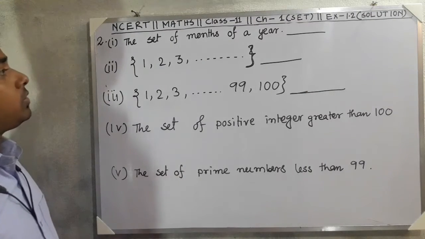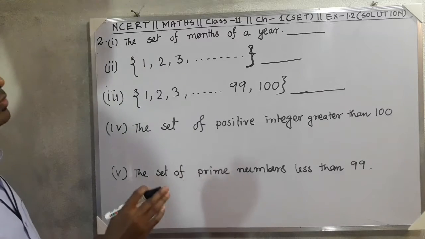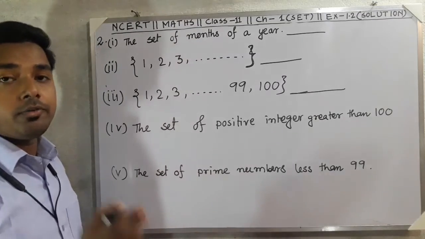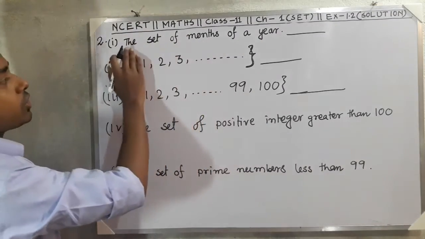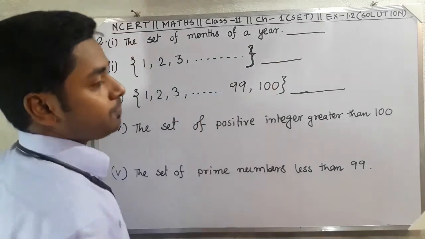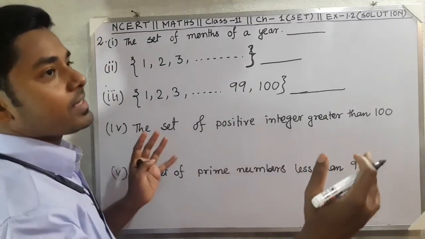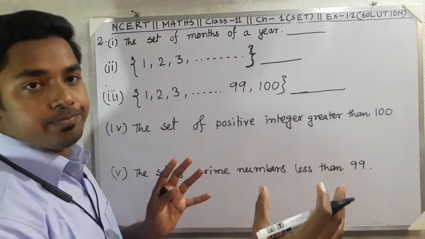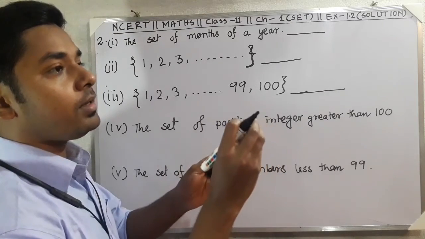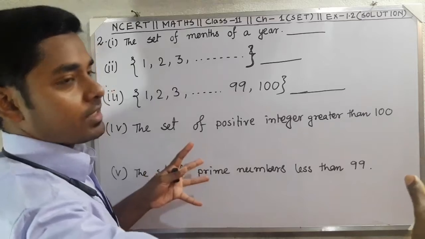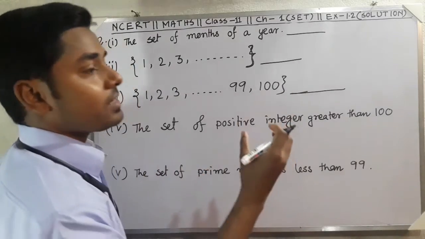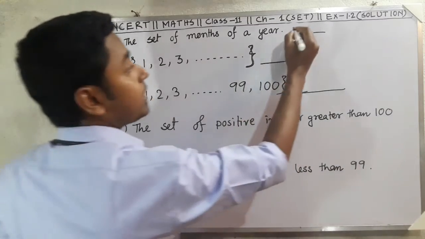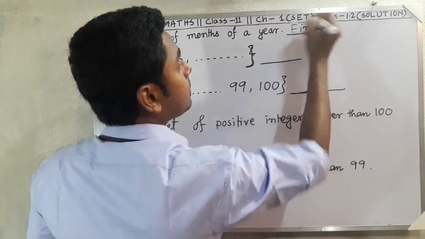Now question number 2, I have written all the questions. What we have to do here is find out the finite or infinite set. First of all, question number 1, the set of months of a year. We have to make a set of all months of a year. We know there are 12 months in a year, so we can write all the names of the months within a set. Easily we can make a set, and this is a finite set, because there are only 12 elements and we can count them.